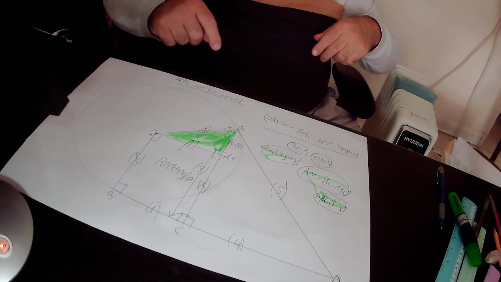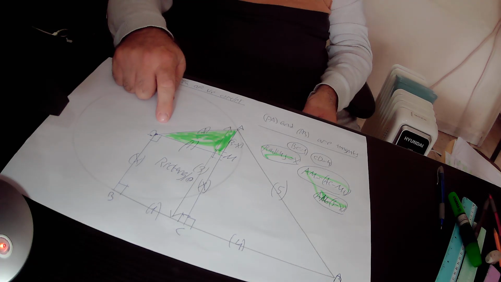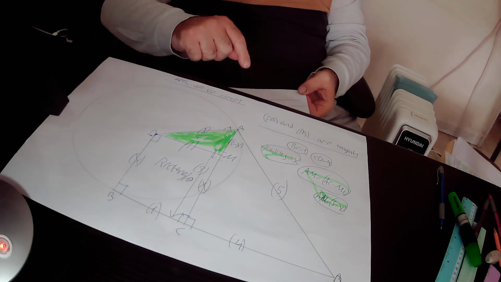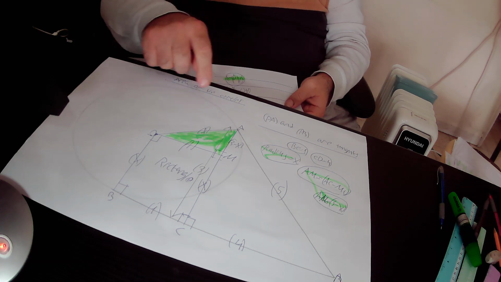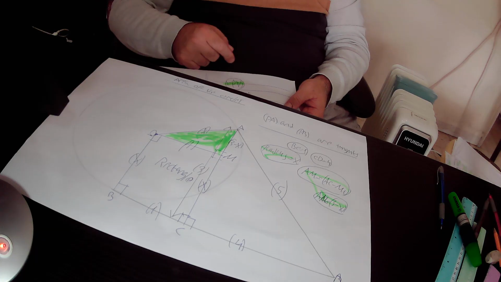In the next step, we join points O and A together by a straight line. Point O is the center of this circle. Point A is a point on the circle itself. Therefore, OA is the radius of this circle. This equals x.